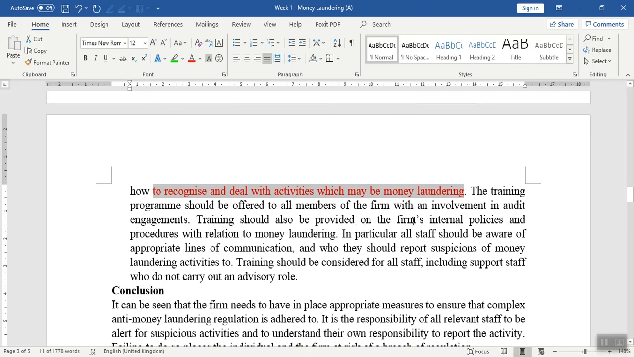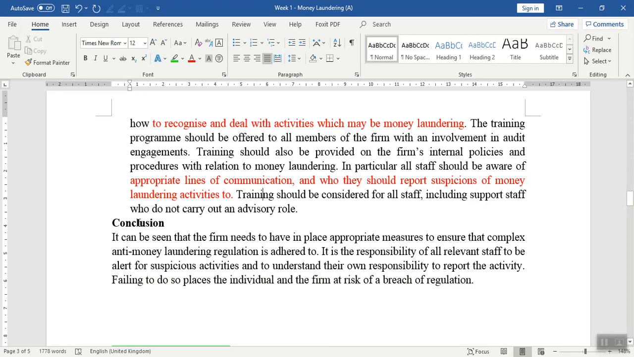Okay, training should be provided in relation to money laundering. Okay, so they have an appropriate line of communication. Who should they report the money laundering activity to? This answer I already mentioned to you just now verbally. Okay, so for the conclusion, you just close it.